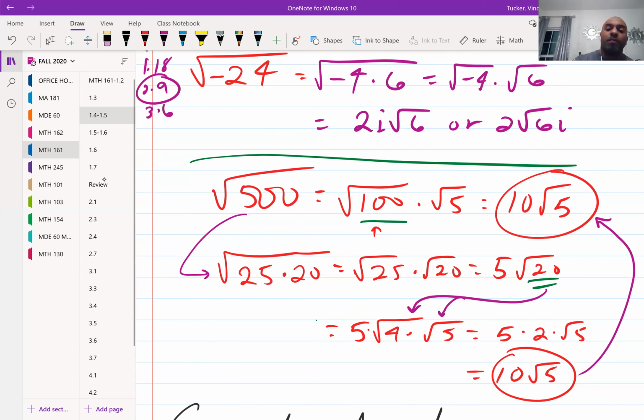So either way, you'll get the right answer as long as you make sure that you fully examine what you're calling your final answer to see if there is any way you can break that down any further. All right, any questions?